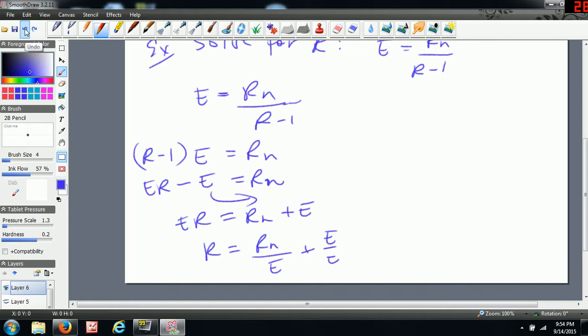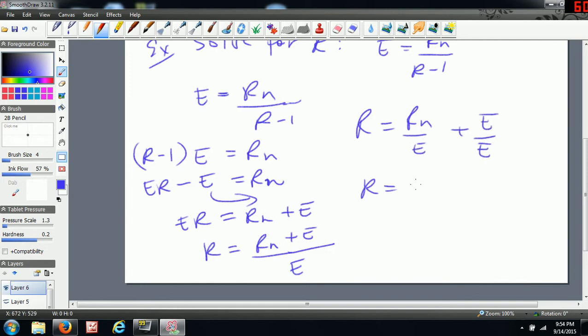Actually, I'm going to take it back one step and go like this. So I'm going to divide both sides by E. Then I get R equals Rn over E plus E over E, which is equal to Rn over E plus 1.